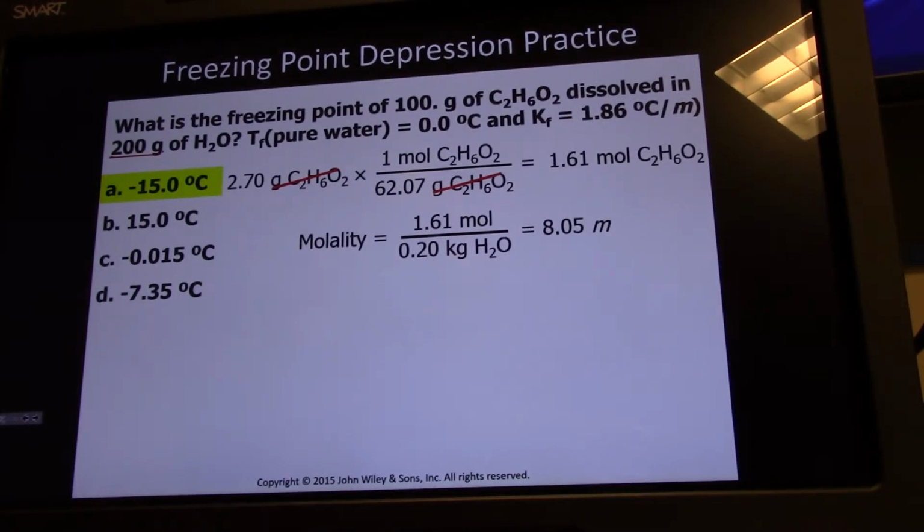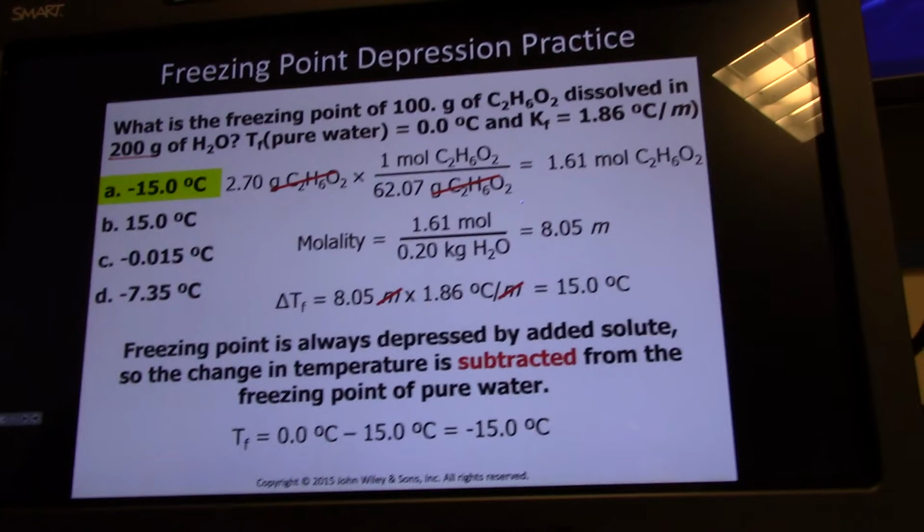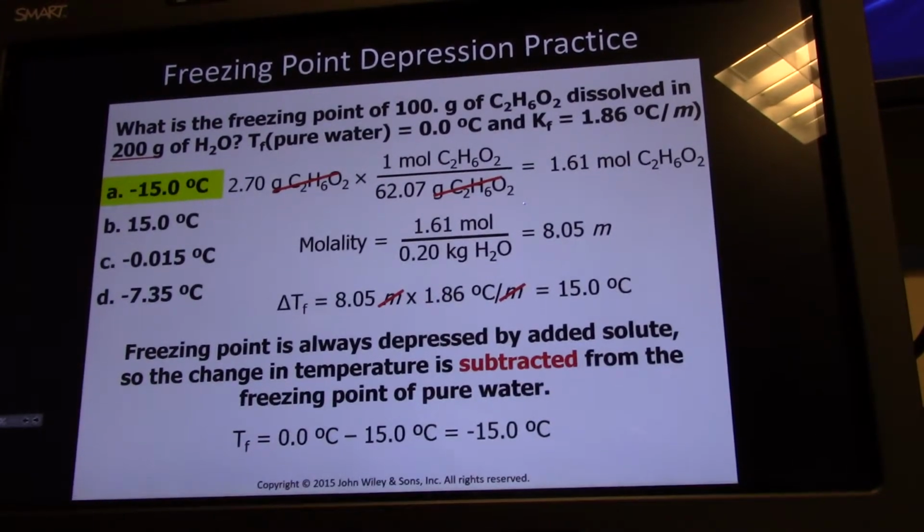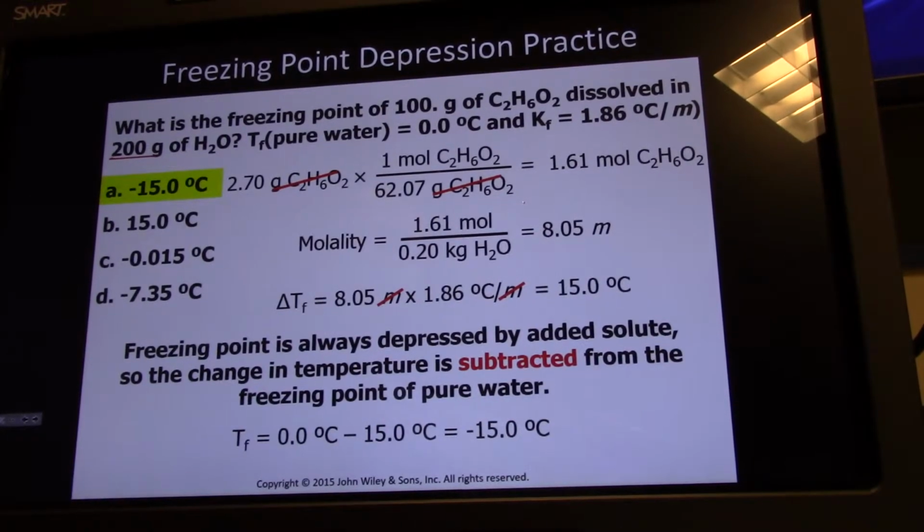And we end up with 8.05 molal times the Kf of water, which is 1.86, gives us a depression point of -15. So if I double this, if I have 200 grams of ethylene glycol dissolved into 200 grams of water, you depress the freezing point to -30 Celsius. And that's pretty much what antifreeze is in your car. You have a mixture of ethylene glycol and water, so that even at -20 or so, it still functions.